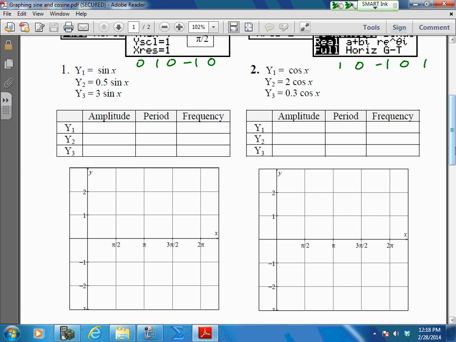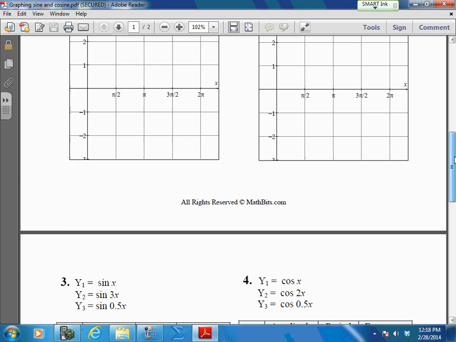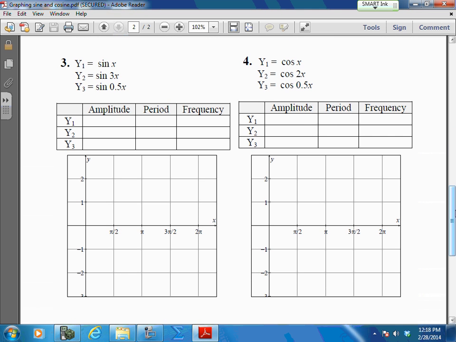Notice, oops, I'm on the original ones you did for homework, sorry. Notice this time around, your amplitudes are all 1, but your frequencies are changing. So this tells me I have a frequency of 1. That's my normal sine curve: 0, 1, 0, negative 1, 0. So I come to my curve and I start 0, 1, 0. This is my basic sine curve.